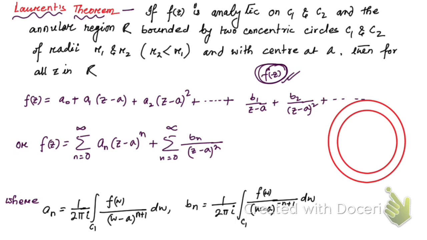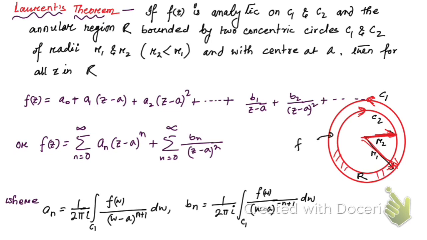But suppose we have a point, right? Here we have taken two circles, C1 and C2, of radii R1 and R2 respectively. This is the direction of C1, and this is the direction of C2. Here the radius of C2 is R2, which is less than the radius of C1, that is R1, and in the region bounded by these two circles only, f of z is analytic.